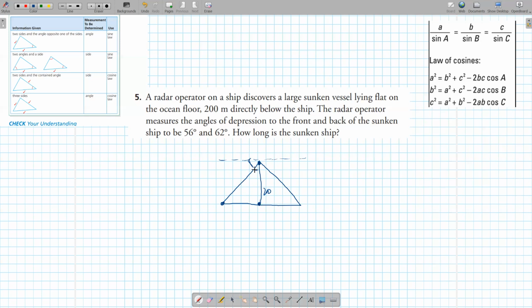Inside. No, angle of depression is what? Always from the line of sight, okay? It's from the horizontal. You see, this is our line of sight. This will be our elevation. This would be our depression. It's always from the horizontal. So it's going to be the one on the outside. Okay? So this one is 56 and the other one is 62. And the question is, how long is the ship? So we're supposed to find this distance.